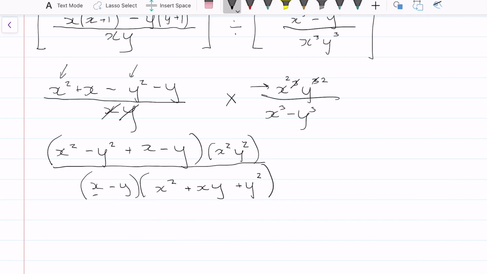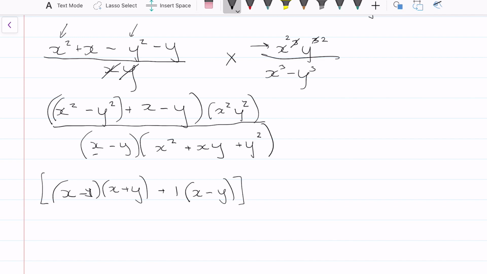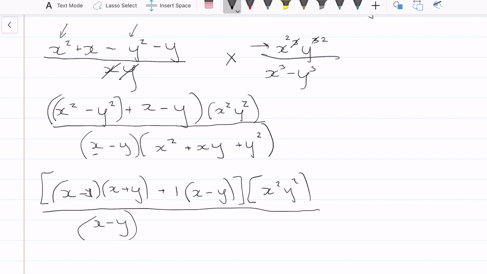Now what I'm going to do is write this top term as this. So I'm going to factorize that. So that's going to be x minus y, x plus y. I'm going to write this as plus 1 times x minus y, because that's what it is. And that's all multiplied by x squared y squared. And that's all over x minus y, x squared plus xy plus y squared.